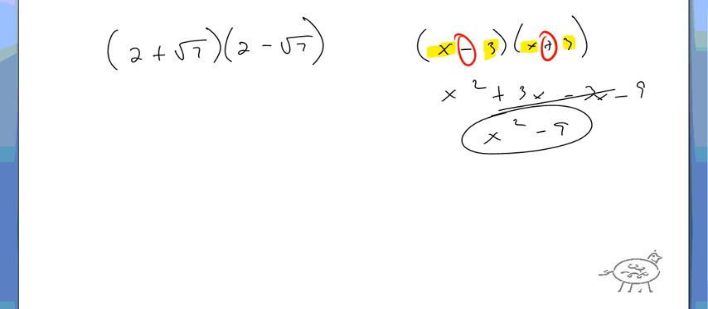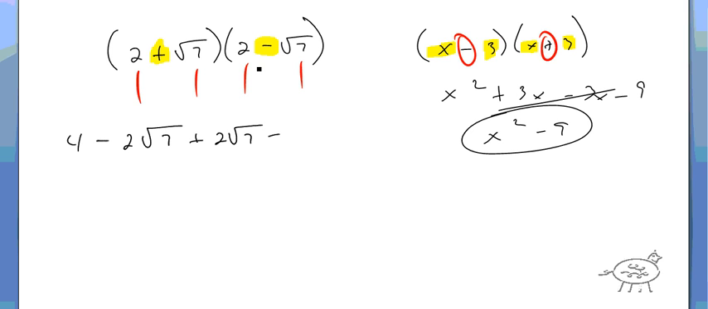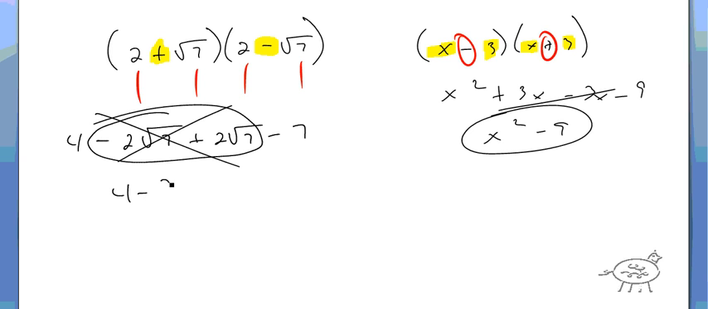Okay, so I actually have the same thing here. The 2's are the same, the root 7's are the same, and I have plus and minus. Okay, so when I do the problem, if I would actually FOIL it out, you get 2 times 2 is 4. Outside is minus 2 root 7. Inside is plus 2 root 7. And last is minus, remember root 7 times root 7 is just 7, so minus 7. And these cancel. So I have 4 minus 7, which is negative 3. That's the answer to that.